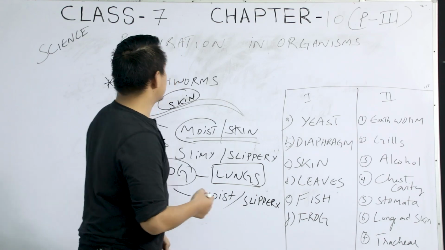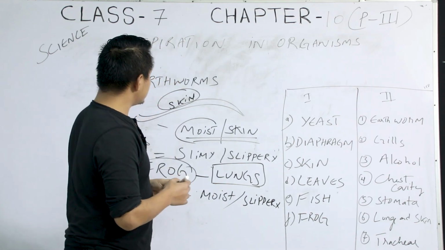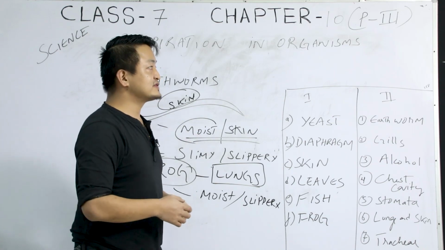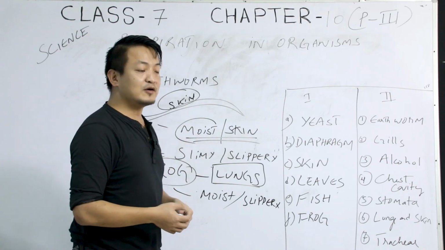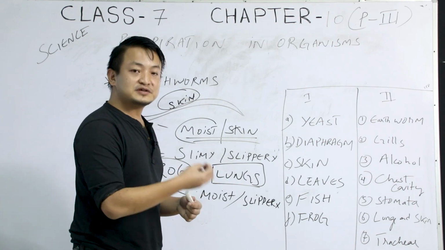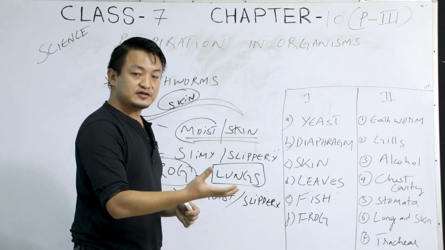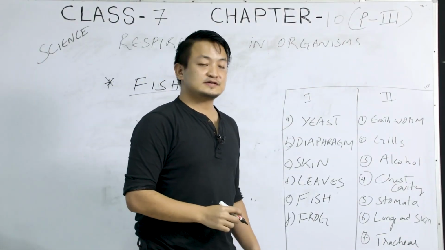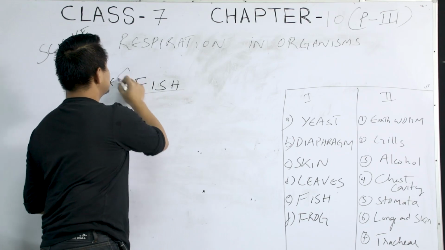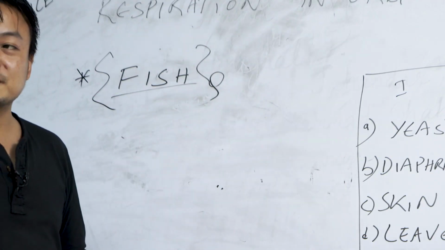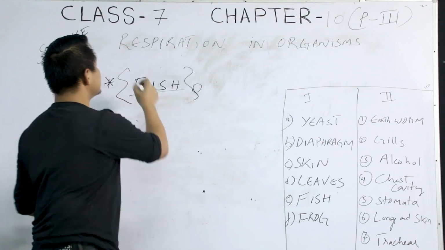Clear? Okay, now we are done with respiration in other organisms. Now we will discuss aquatic life, about the fish. Students, let's discuss how respiration, how breathing, takes place in fish.